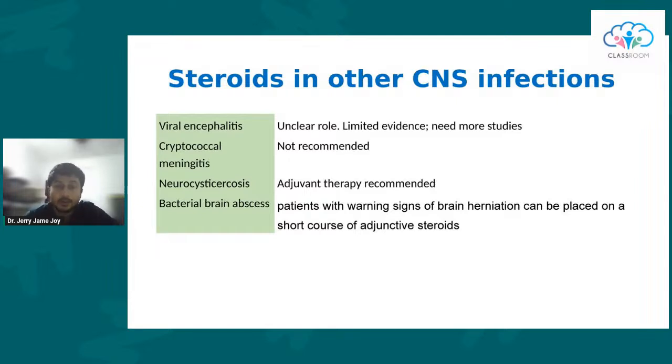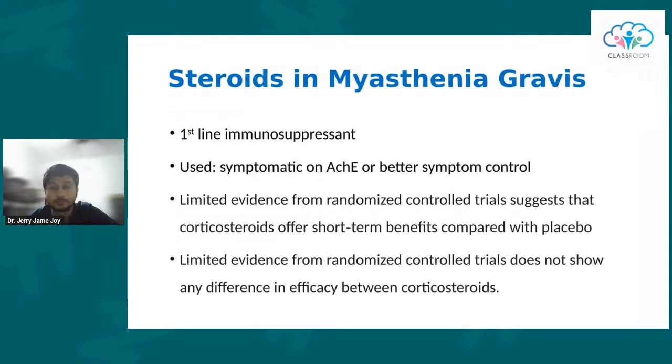Now, the role of steroids in other CNS infections: in viral encephalitis, they have an unclear role. Limited evidence is available and more studies are needed. With respect to cryptococcal meningitis, steroids are not recommended. In neurocysticercosis with associated cerebral edema, adjuvant therapy with corticosteroids is recommended. And in bacterial brain abscess, if the patient has signs of brain herniation, they can be placed on a short course of adjunctive steroids.